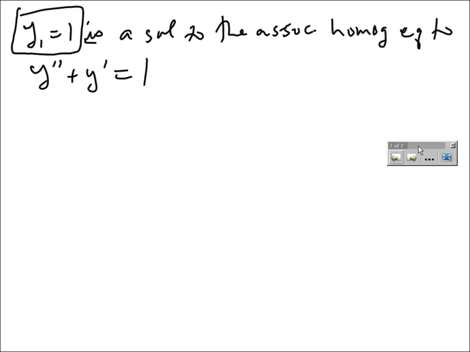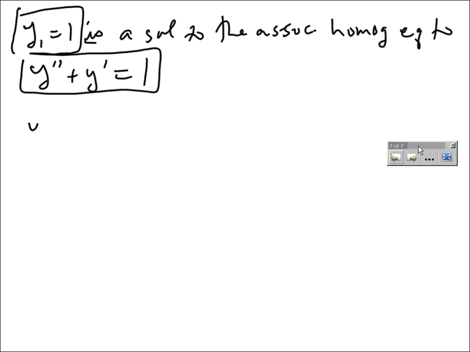Now, we want to find a second solution to this homogeneous equation, and after that, to find a particular solution to the non-homogeneous equation. This is two parts. Find a second homogeneous solution, and then find a particular solution to the non-homogeneous equation.